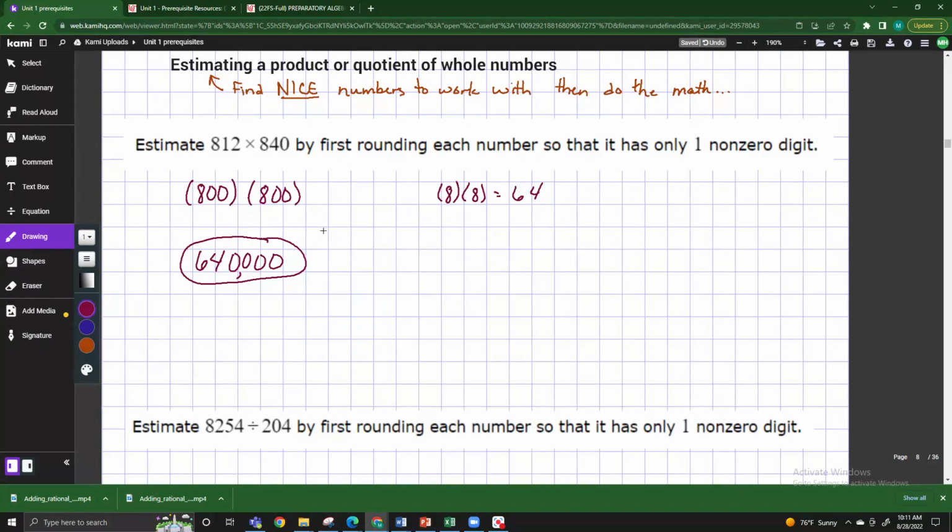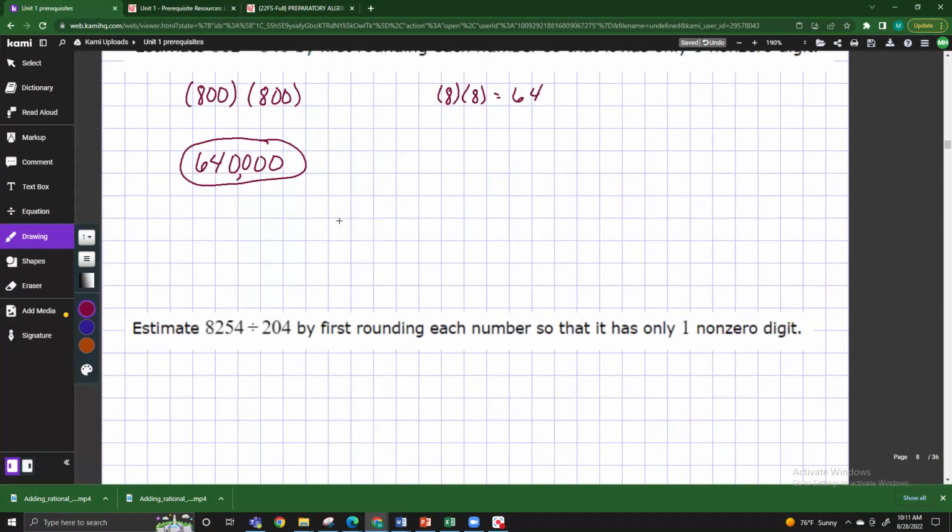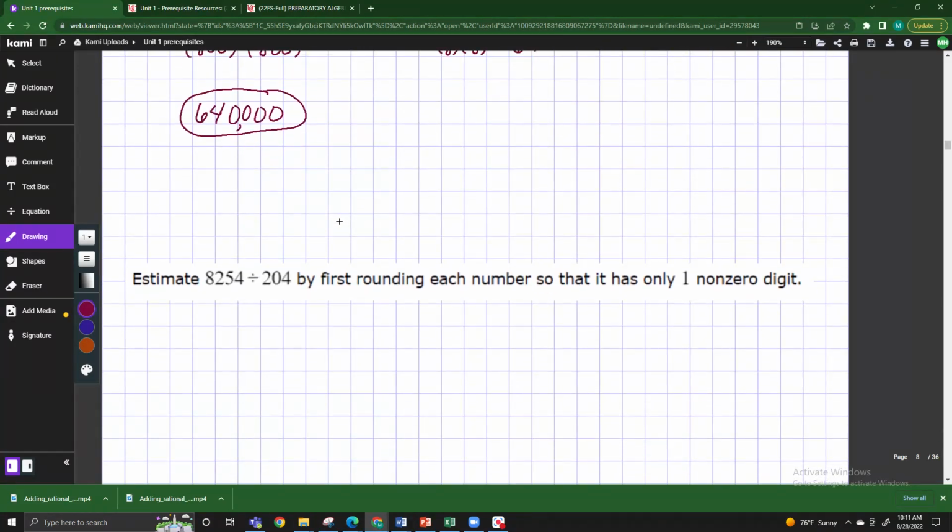We're thinking always when they say only one non-zero digit, meaning I just want one nice number that I'm looking at. So in this case, I'm estimating 8,254 divided by 204 by first rounding each number so that it has one non-zero digit. 8,254 is closer to 8,000 than 9,000, so this is going to be just 8,000. And I'm dividing it by 200 because 204 is closest to 200. All of these problems we've rounded down. Sometimes we do have to round up.